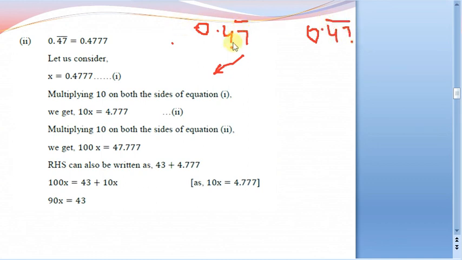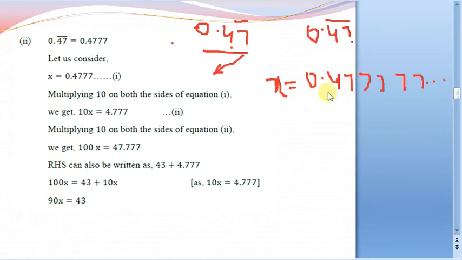Now if only 1 digit is repeating, what do we have to do? We have already seen this, so let us see it again now. Whatever is given to you, just assume it as x. So x is equal to 0.4777 and so on, where only this 7 is repeating. Now in the second step, we have to move the decimal point away from the non-repeating part. Here this 4 is non-repeating, so by multiplication we have to bring this decimal point towards this side.